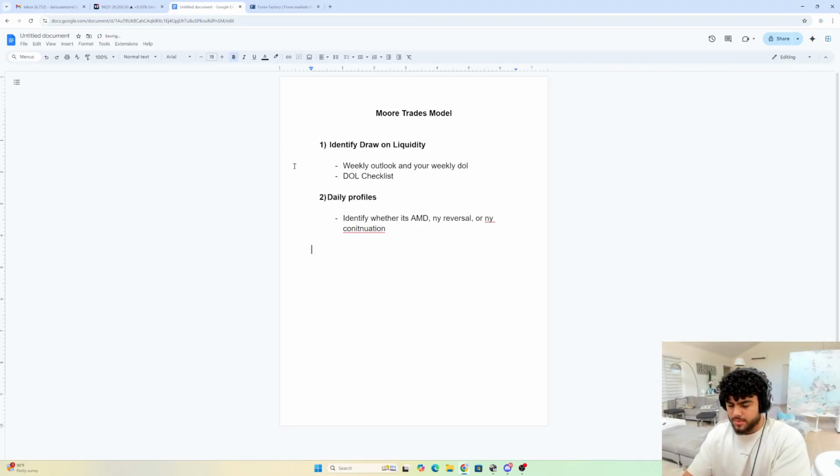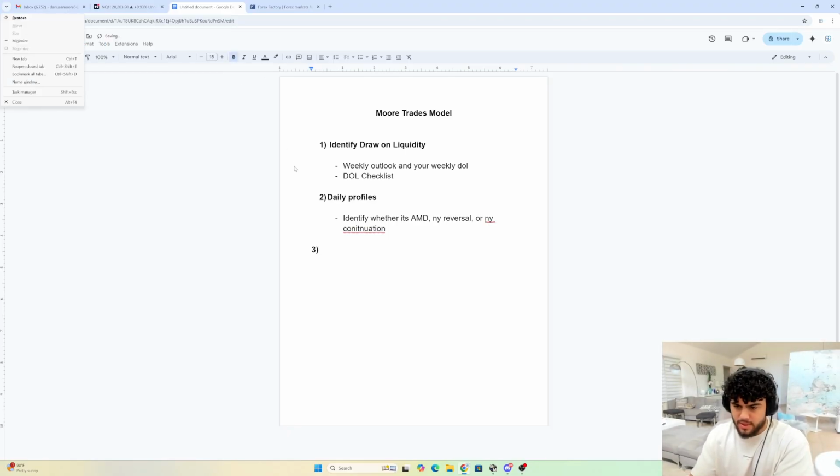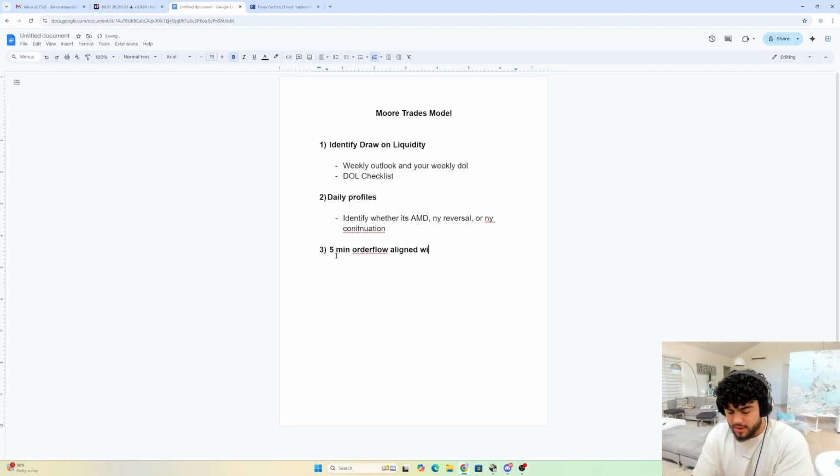I guess there's 4 steps, but step 3, I'm about to punch my monitor. All right. Step 3 is 5-minute bearish order flow, or 5-minute order flow aligned with daily profile. We'll just call it DP and DOL. Okay. I don't even need a description for that. Or I guess I can.